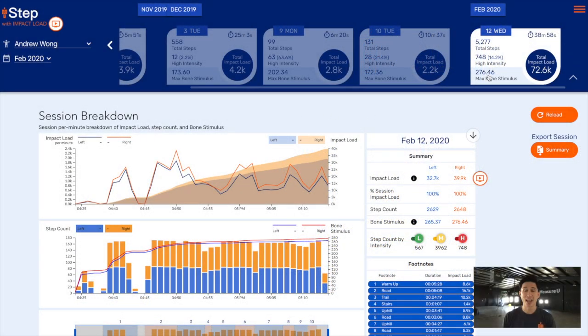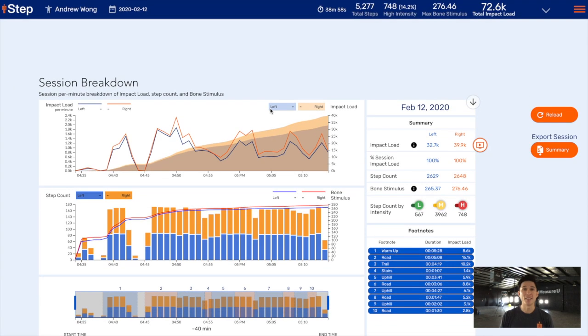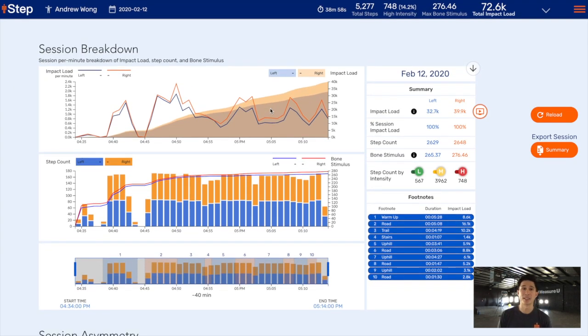When looking at a session card, the total impact load of a session represents the combined impact load from both the left and right legs. On selection of a session, you can inspect the left and right leg differences for impact load alongside step count and bone stimulus in the session breakdown area.